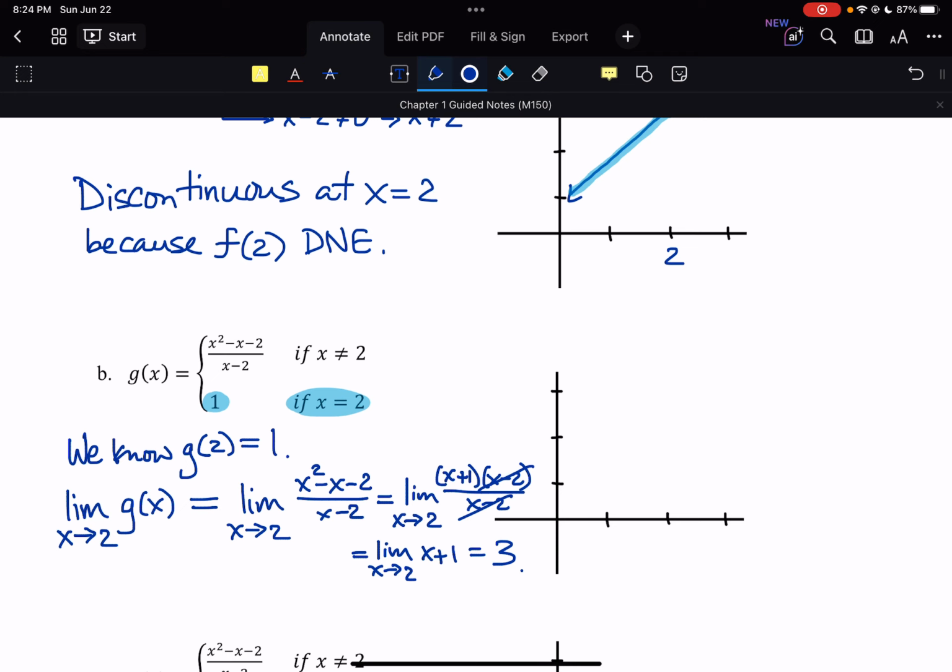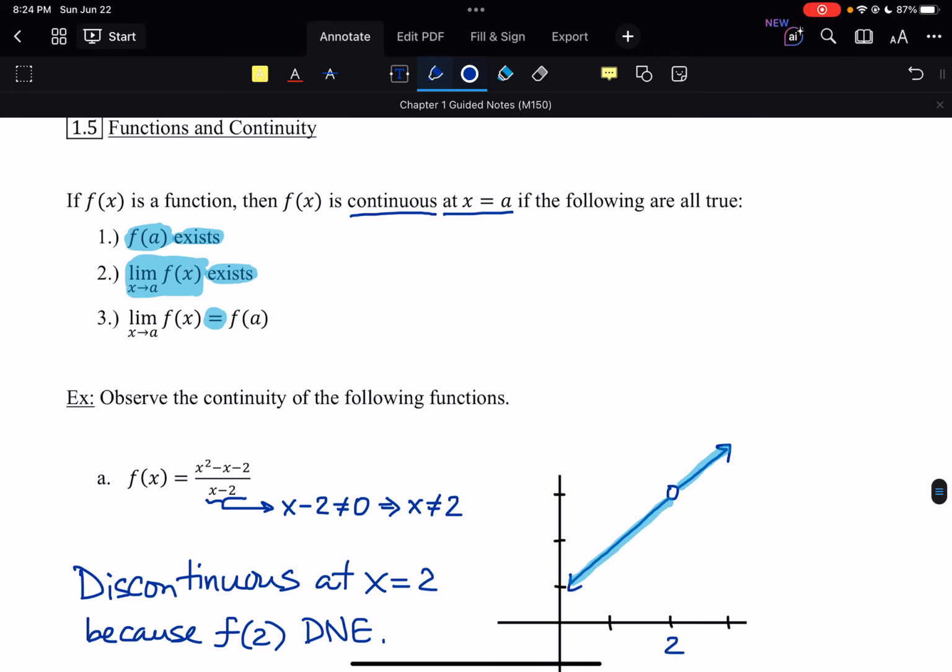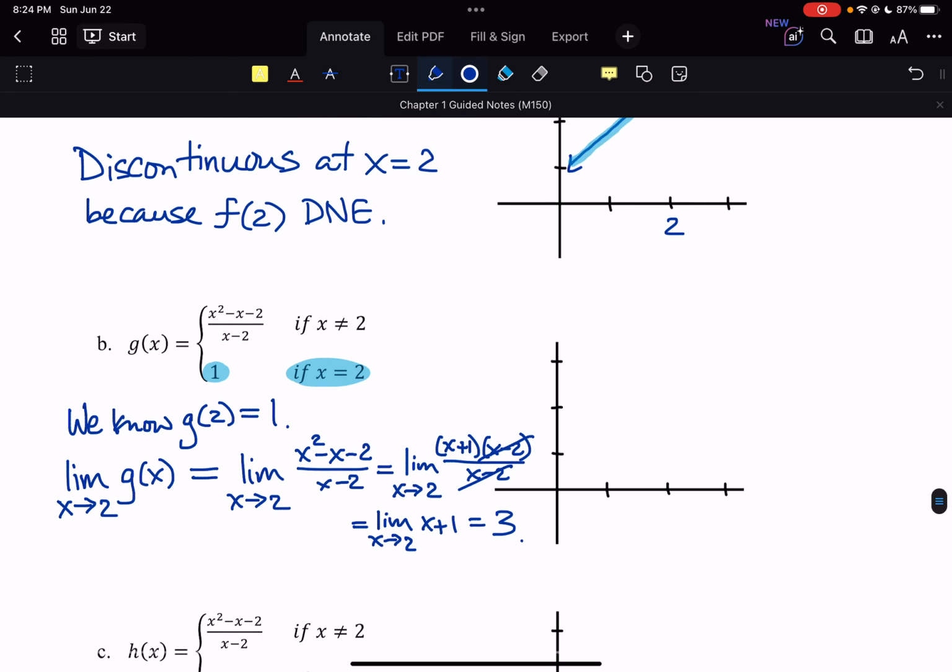So if we look at our conditions, condition 1, the function has to exist. It does. Condition 2, the limit has to exist. It does. All right, so this is 1 and 2. Condition 3, the value of the limit must be equal to the value of the function at that point. And so the million-dollar question, is 3 equal to 1? Of course not.